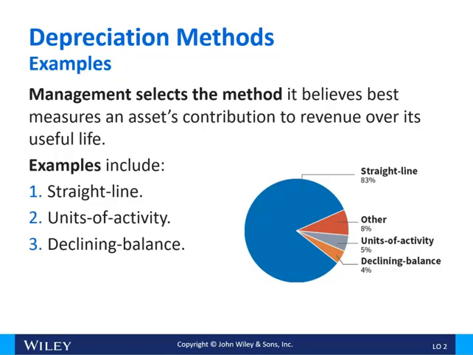Different depreciation methods. Management selects the method that it believes best measures an asset's contribution to revenue over its useful life. So three common ones, and three that we're going to talk about in this course, are straight line, units of activity, and declining balance. As you can see from this chart over here, straight line is by far the most common. 83% of companies use straight line. Units of activity is 5%, declining balance is 4%, and then all the others combined is 8%. So straight line is the most common and it's the easiest to calculate.